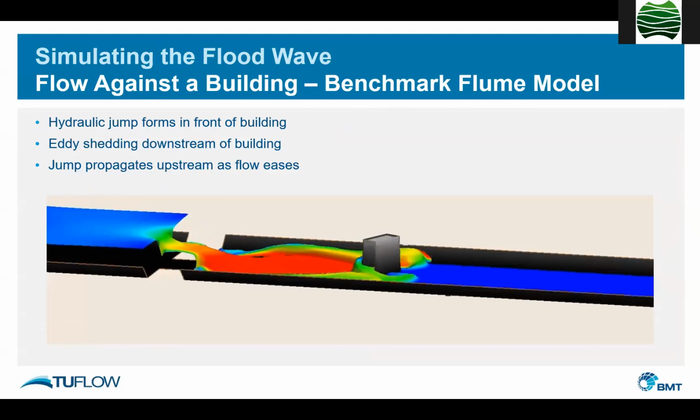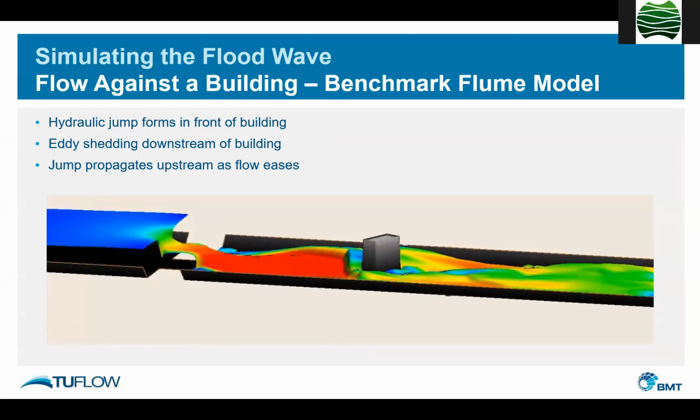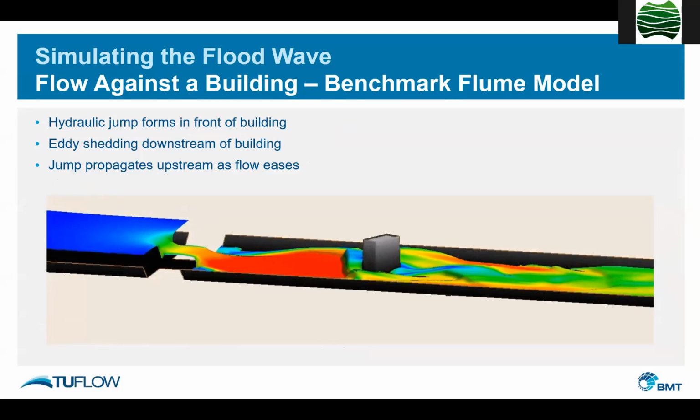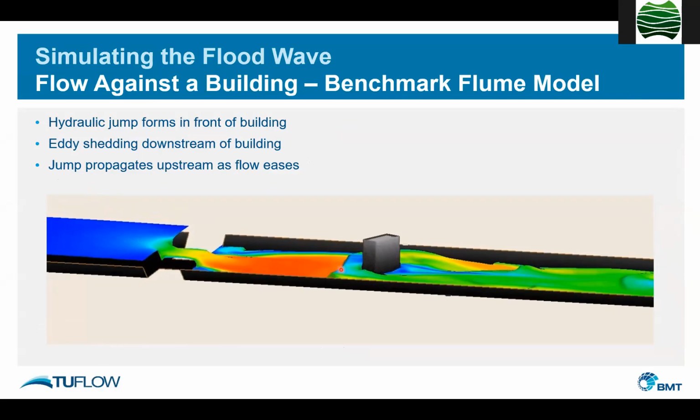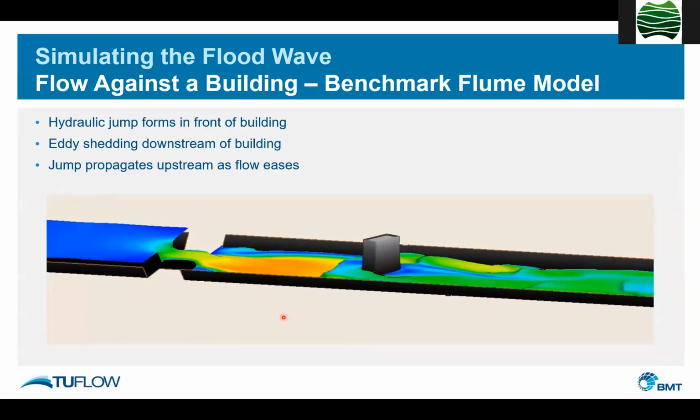And how we can demonstrate that through some benchmarking. So this is actually a flow against a building benchmark flume model out of Belgium some years ago. And they let a pool of water out to the left here and released it, and a hydraulic jump forms in front of the building and then slowly propagates upstream as the waters subside. And they measured this all over the place.